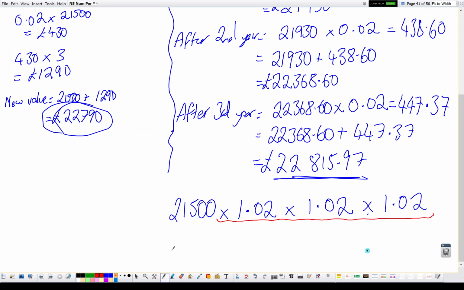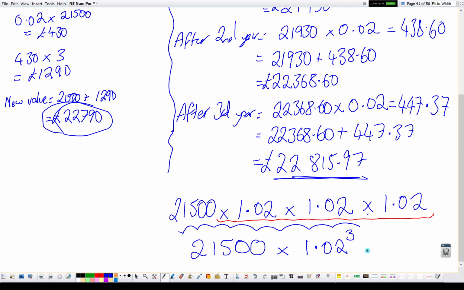So this, what I've underlined, can be simplified massively using powers. We can simplify that even further to say 21,500 multiplied by 1.02. Now I'm just timesing it by itself. How many times? 1, 2, 3 times. So that is the same as times 1.02 to the power of 3. See what I'm putting in a cloud right now? That is one simple line of working that you can input into your calculator, and it'll take you straight to the final answer. Let's just check it.